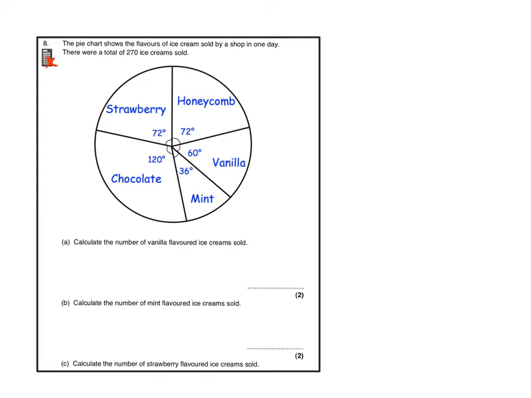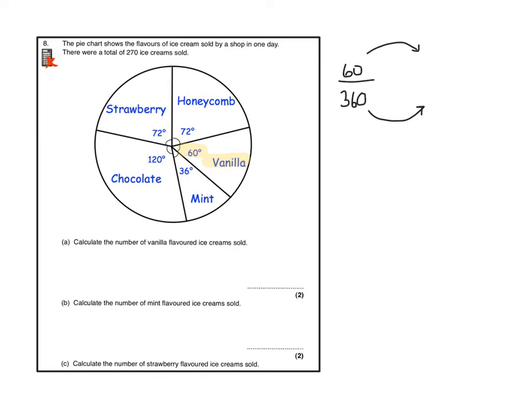So if I highlight vanilla, that's here, that's 60 degrees. Now remember, in a circle there's 360 degrees. So that's 60 out of 360 degrees. Now this fraction can be simplified, so that's the first thing I'm going to do. If I had a calculator, I'd pop it on my calculator and it would simplify it for me. I don't have a calculator, so I need to think, well, what number goes into both 60 and 360?